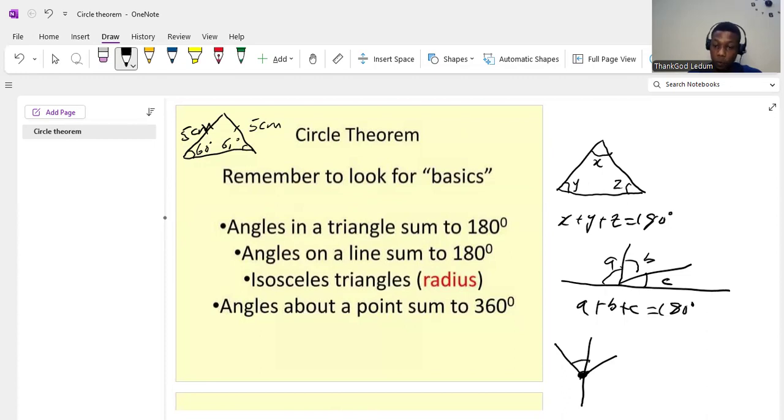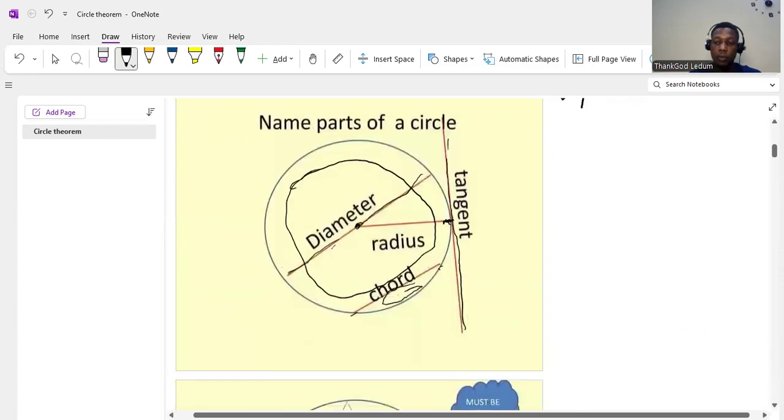Let's call this angle P, this one Q, this X, and then this Y. So what this is saying is that if we sum all these angles together, X plus Y plus P plus Q, the sum of it should give us 360, because it's angles at a point. All right.